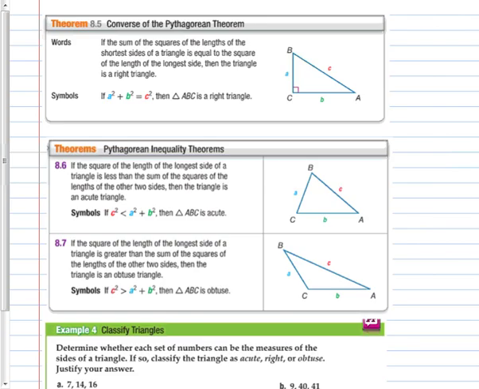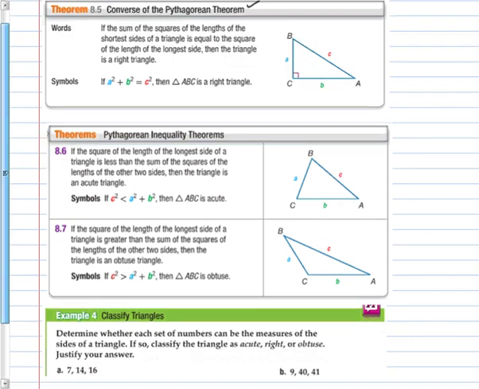Converse of the Pythagorean theorem. Remember, a converse is where we have a hypothesis and a conclusion, and I just reverse them. The conclusion and the hypothesis get switched. Originally, the Pythagorean theorem says if I have a right triangle, then the sum of the squares of the legs equals the square of the hypotenuse. A squared plus B squared equals C squared. So if I reverse it, if the sum of the squares of the legs equals the square of the hypotenuse, I must have a right triangle. That's all the converse is. So that can tell us whether we have a right triangle.